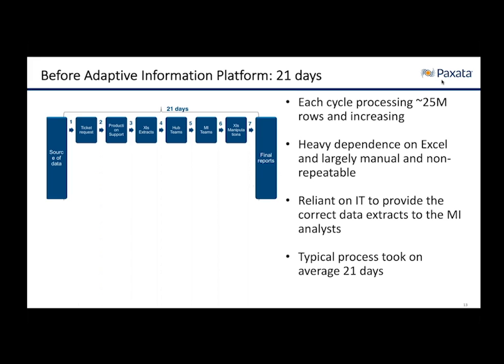Each one of their cycles was taking 25 million rows and increasing by the month, by the way. All of this is primarily done using Excel. It is not repeatable. That poor IT team is constantly being pushed to do more and more extracts. This process took this customer 21 days to run on a regular basis. So we'll come back to this and share how applying Paxata to the problem had a dramatic impact on this process.